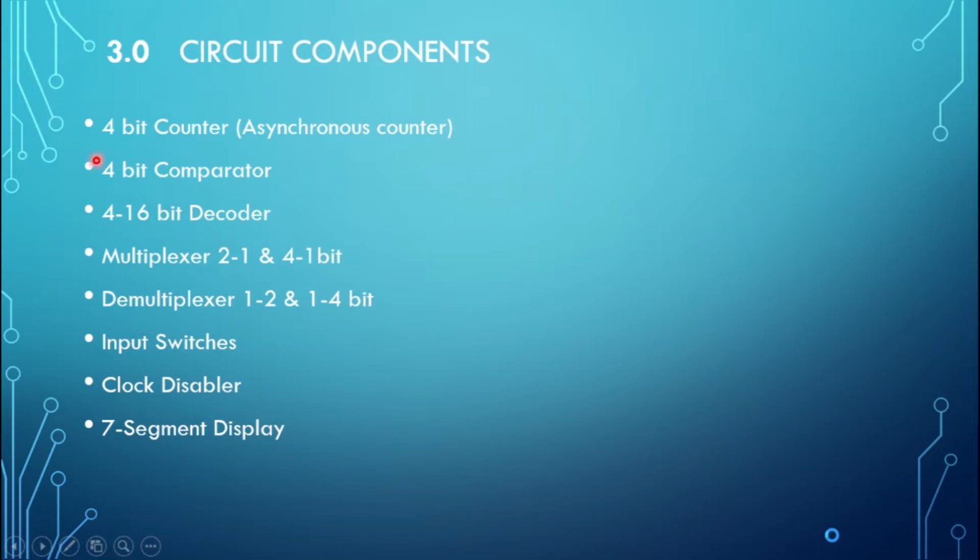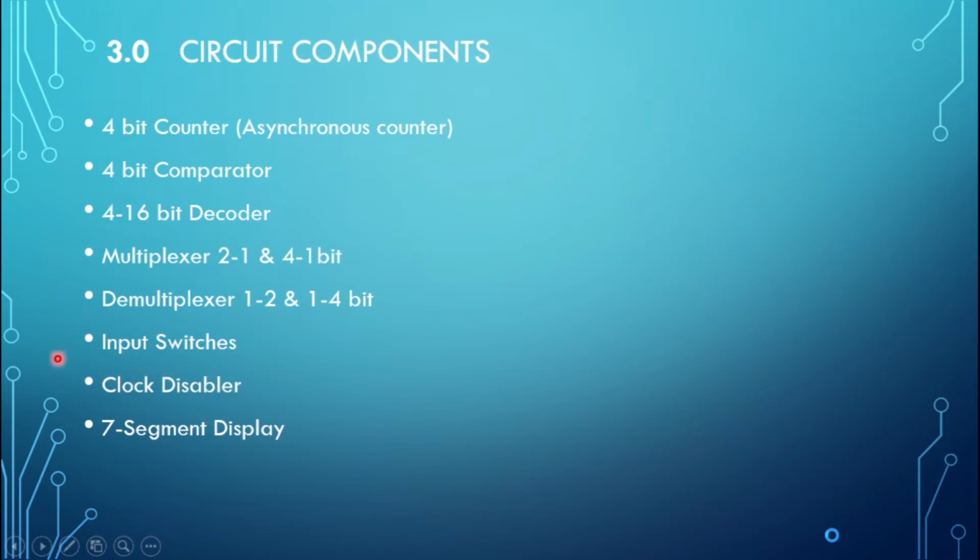And then we are using a 4-bit comparator to compare whether the required number of copies has met the printed copies. Also, we are using 4 to 16-bit decoders to construct our password operator. And then we are using a multiplexer and demultiplexer to construct our properties operator. These input switches are used for the user to input the number of copies that they want to copy.